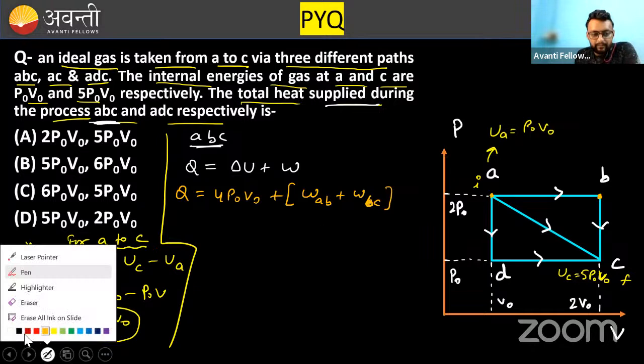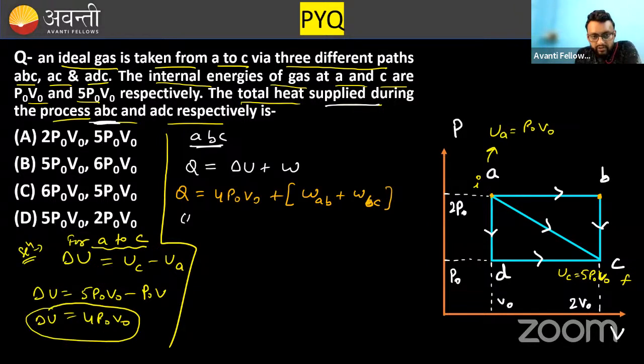Now, if I write, Q is equal to 4 P naught V naught plus the work done in the isobaric process, which is P delta V. The pressure in this complete process is 2 P naught. The change in volume from A to B: initial is V naught, final is 2 V naught, so the change in volume is V naught.